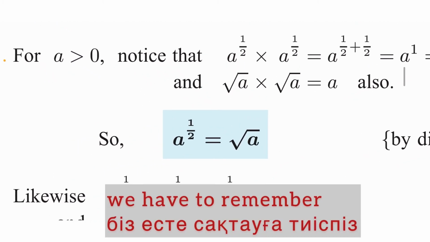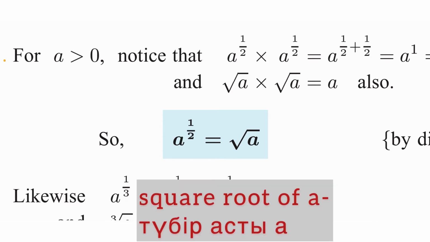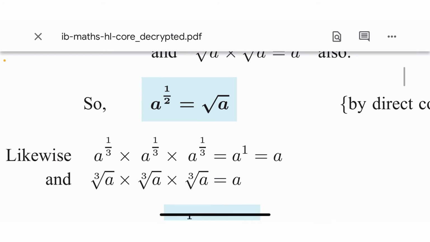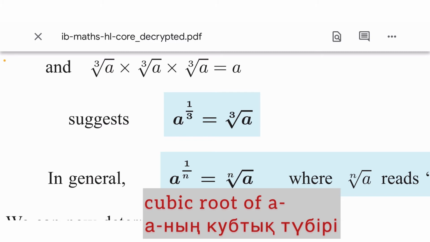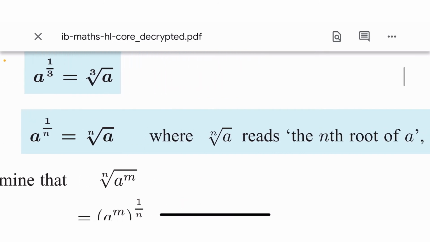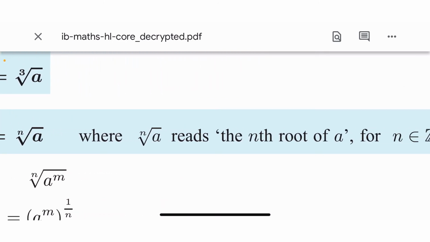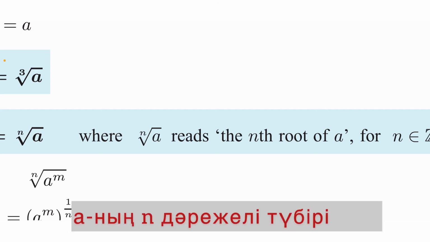So we have to remember that a to the power of 1 over 2 equals the square root of a. Like here, a to the power of 1 over 3 will be equal to the cubic root of a. So we notice that in general a to the power of 1 over n will be equal to the nth root of a. Here we can see how we read this term. It reads as the nth root of a.